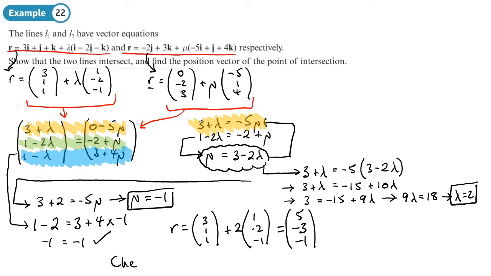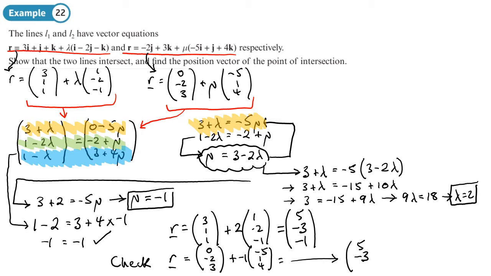Now as a check, let me see if I get the same point if I substitute it into the second equation. So that would be (0, -2, 3) plus mu, which is negative 1, lots of (-5, 1, 4). I wouldn't necessarily need to do this, but it's useful as a check. I should get the same point. So I get 0 plus 5, I get negative 2 minus 1, and then I get 3 minus 4, so I get the same point. That's just a useful check. So here's my final answer: the point of intersection is the point (5, -3, -1).